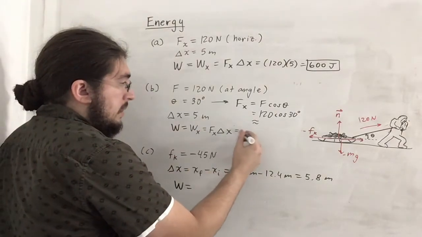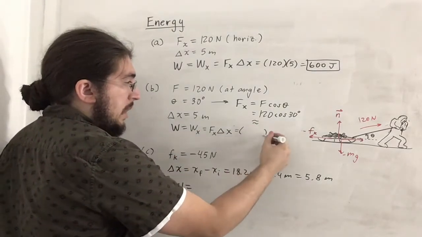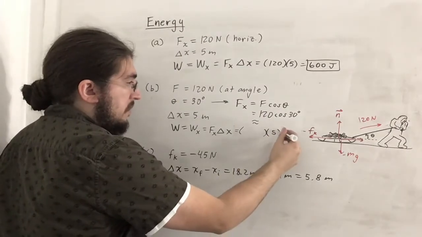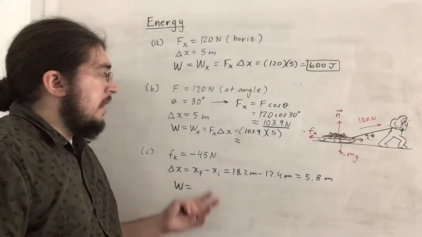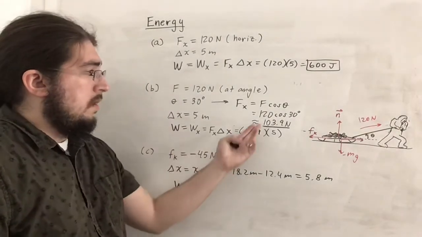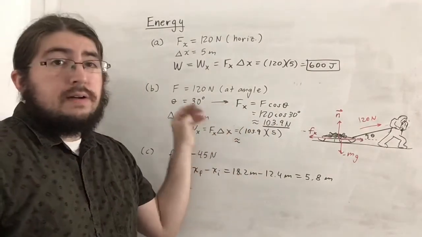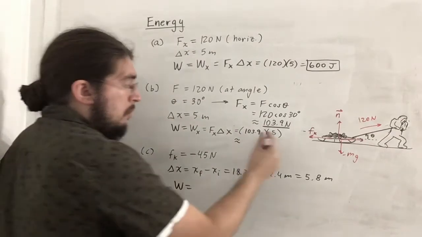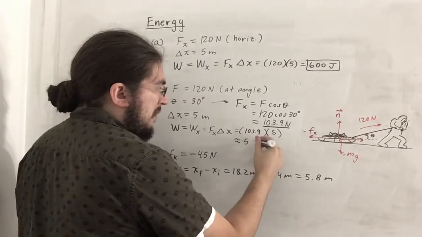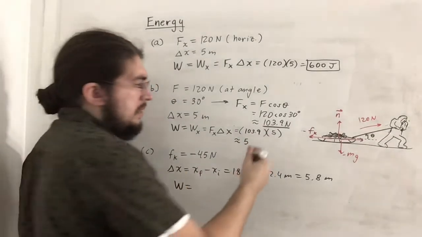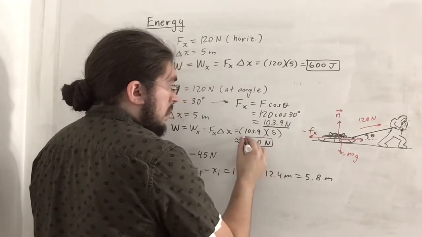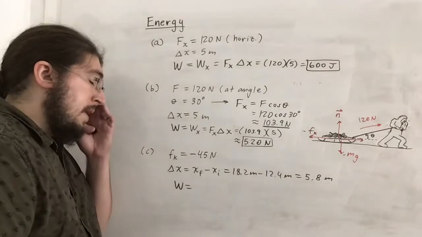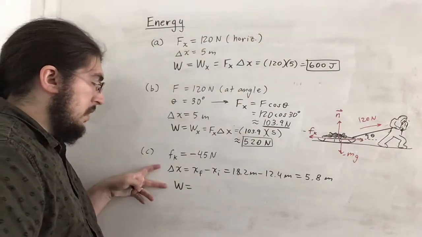So again, this is whatever Fx is times whatever delta x is. Delta x is just 5. And now let's approximate Fx. Using my calculator, I got 103.9 for the horizontal component of force. Multiplying these gives about 520. It's like 519.6, but let's round it to 520 for a nice clean whole number solution. And now let's move on to the next problem.